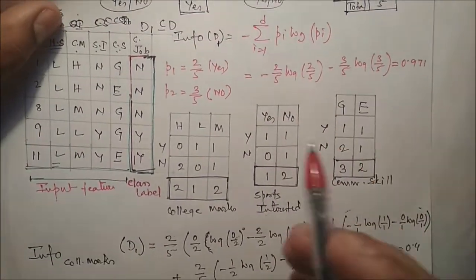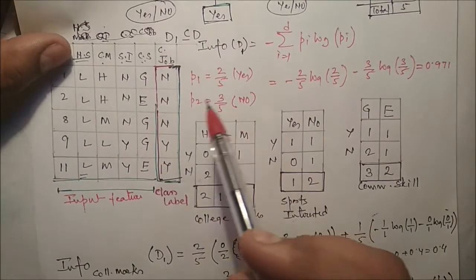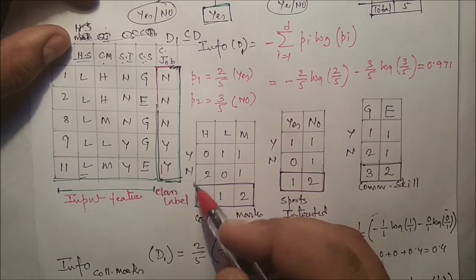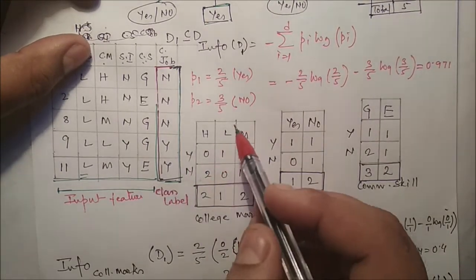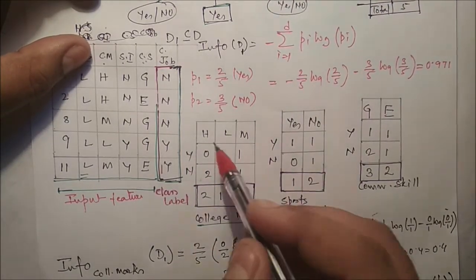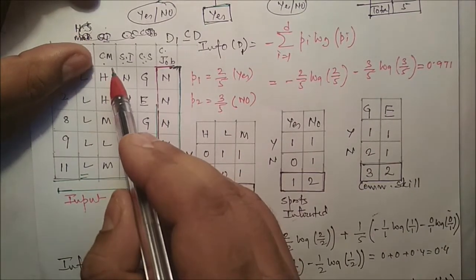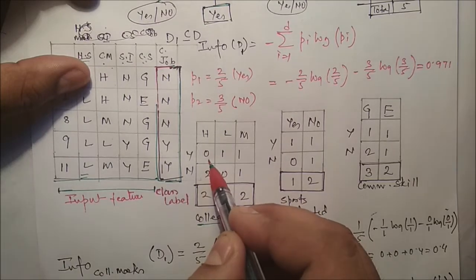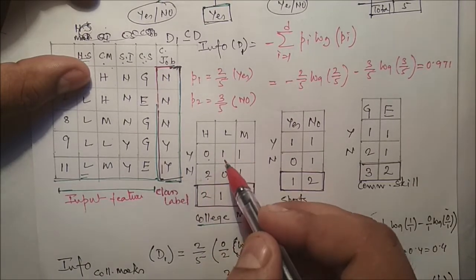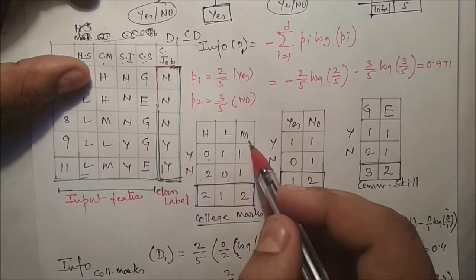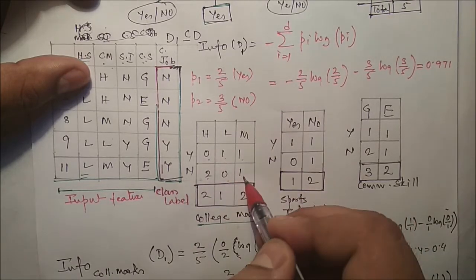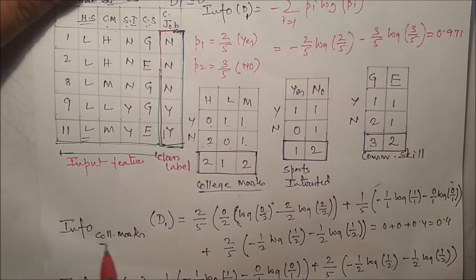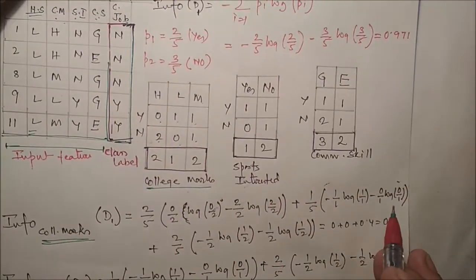Now after that, first of all we summarize all the attributes with the yes and no. If it is college marks, then high, low, medium are there. So how many high are there? High: 0 yes, 2 no. Low: 1 yes, 0 no. Medium: 1 yes, 1 no. So for college marks, we have to identify the entropy.